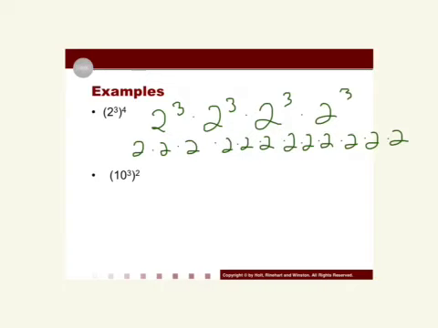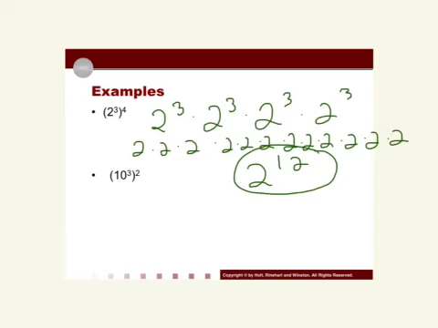So if we look at this just by expansion, how many 2's do we have? Well, as you can see, we have 12 2's. So 2 cubed to the fourth power is actually equal to 2 to the 12th. And if you think back to our last slide, when you have a power of a power, what do you do with your exponents? You multiply. And what's 3 times 4? 12. So 2 cubed to the fourth power is equal to 2 to the 12th power.